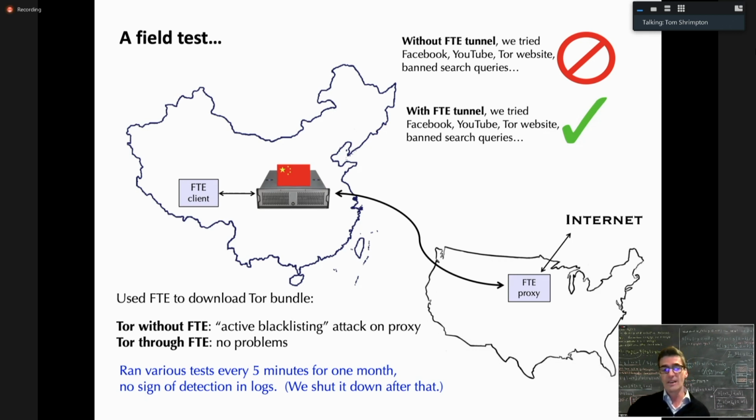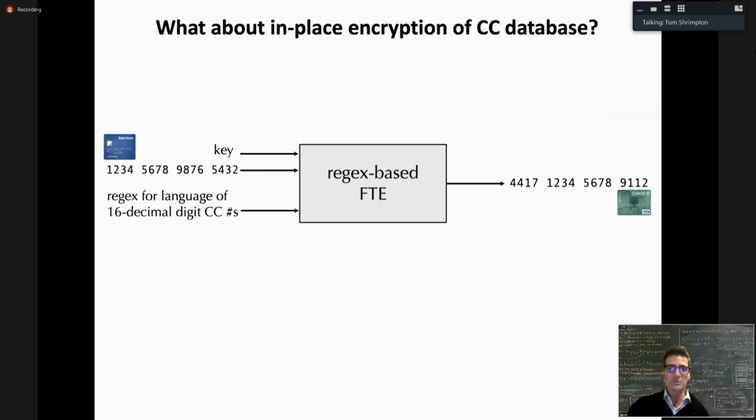We did this for a month. At the end of the month, we shut it down for no other reason than we ran out of money. We ran out of time on the server. So that was pretty cool to see it actually working.